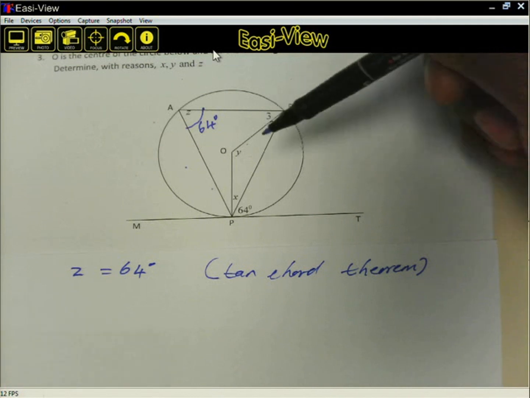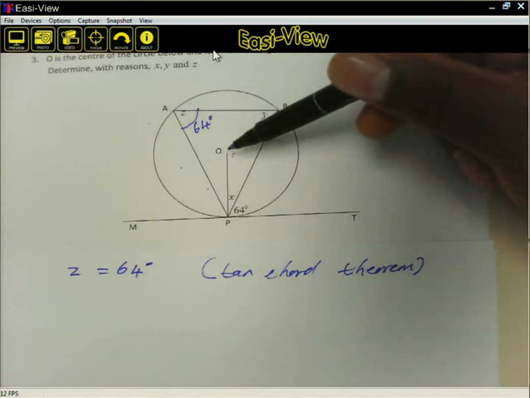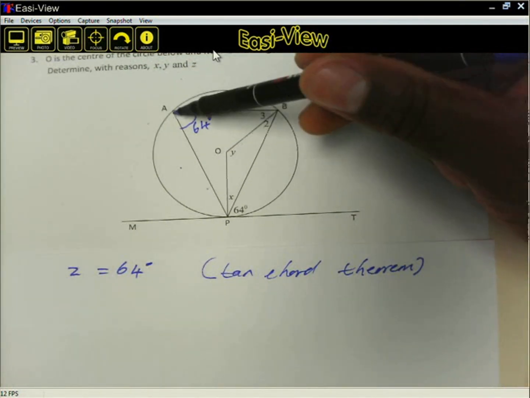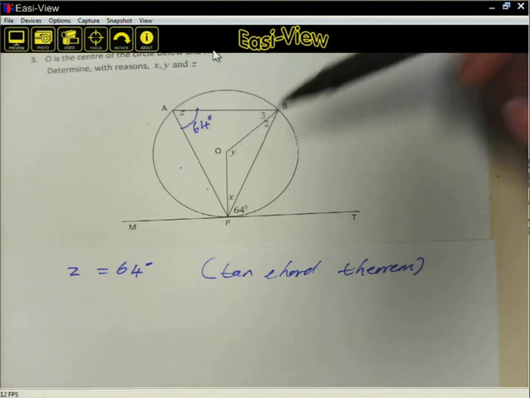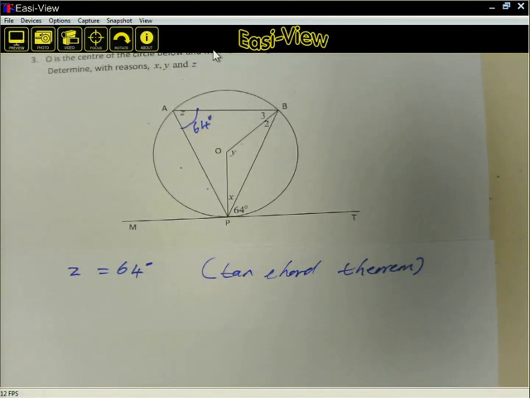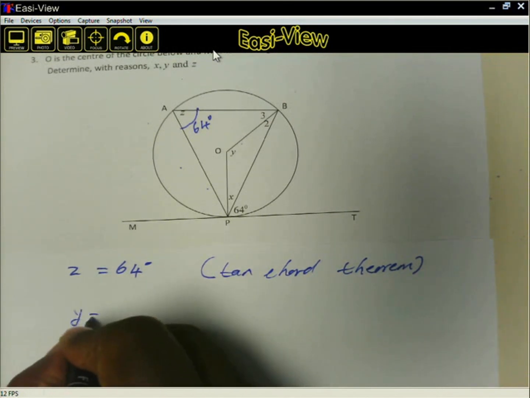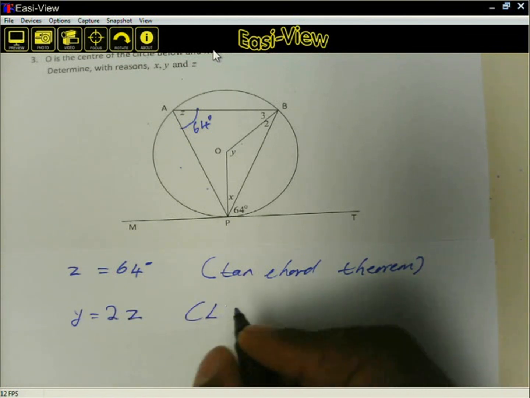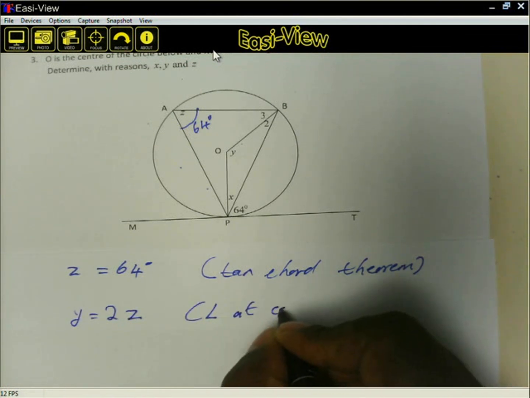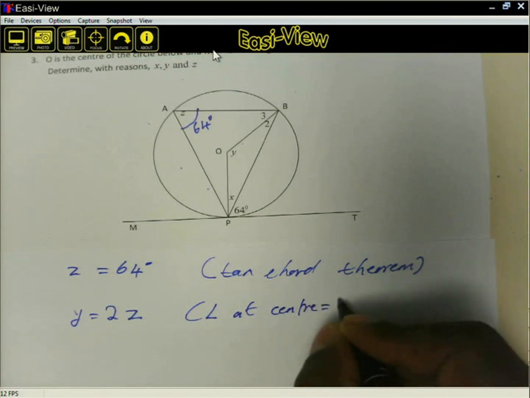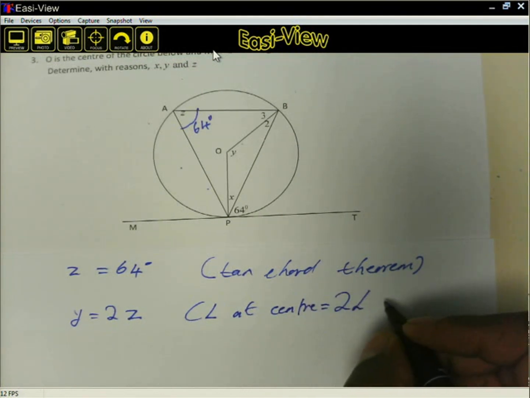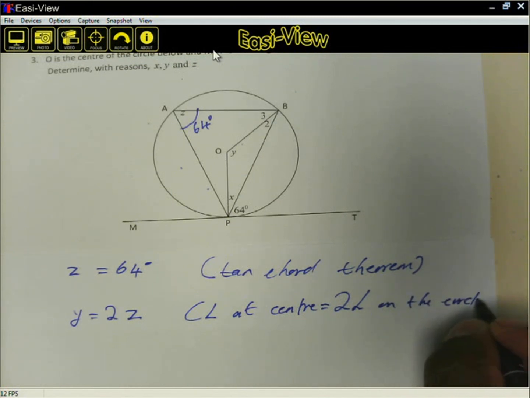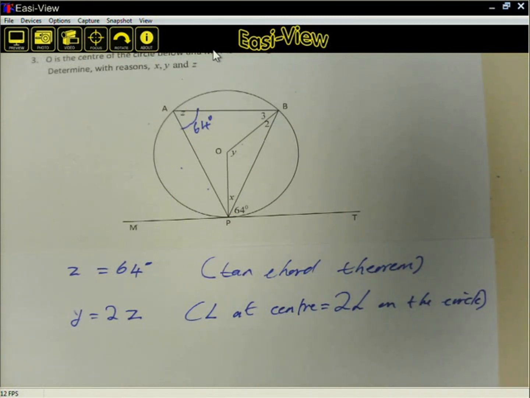Y. What is the relationship between Y and Z? Y is an angle at the center. Z is an angle on the circumference of the circle. So there is a theorem that states the angle at the center is twice the angle at the circumference of the circle. So we say Y is equal to twice Z. The reason is: angle at center is equal to 2 times the angle on the circumference of the circle.